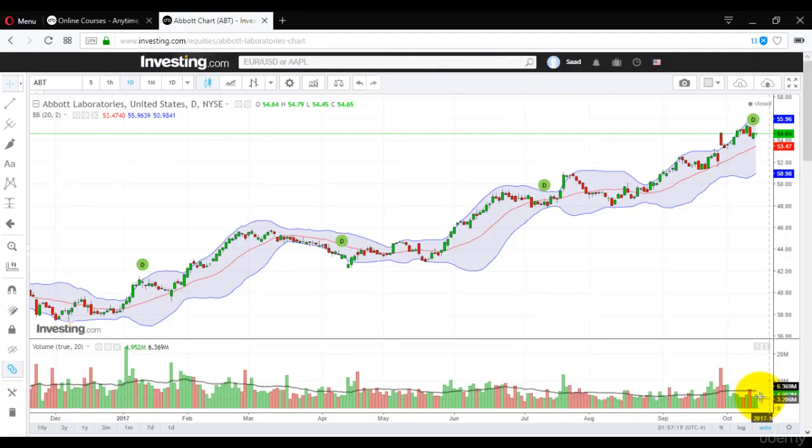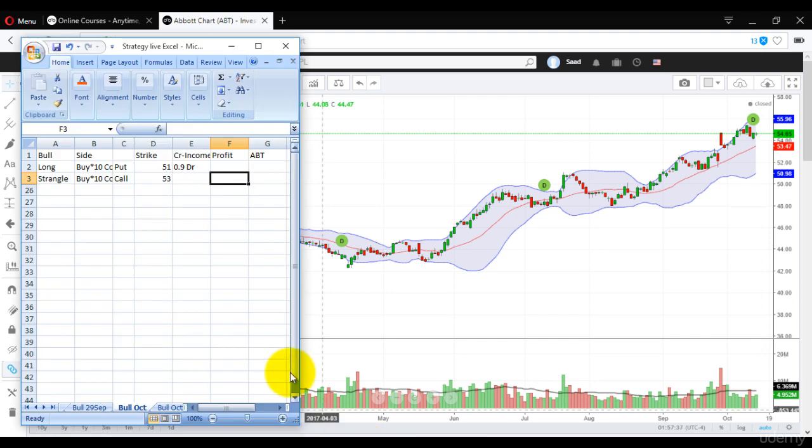Hi guys, today is Friday end, and our Abbott Labs trade, that is symbol ABT, has just ended. Now I've changed the charts so that I can show you on old charts how our trade went. If you remember, this was our trade: a long strangle. We bought 10 contracts, that is 10 puts and 10 calls, with strike prices of 51 and 53, and we paid 90 cents as debit.